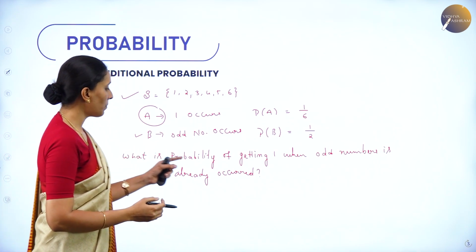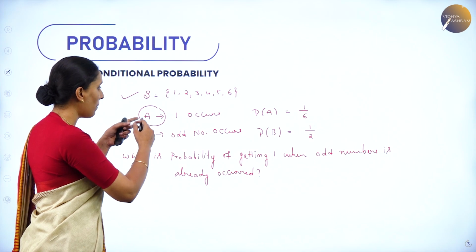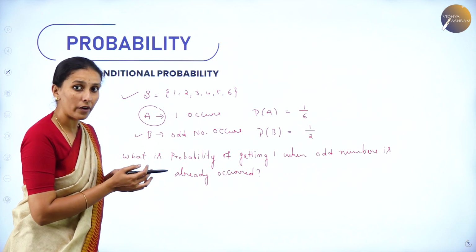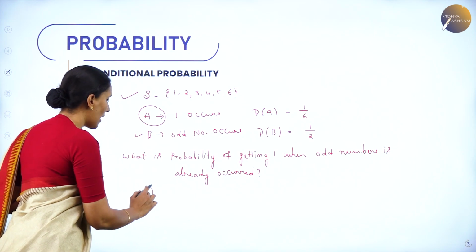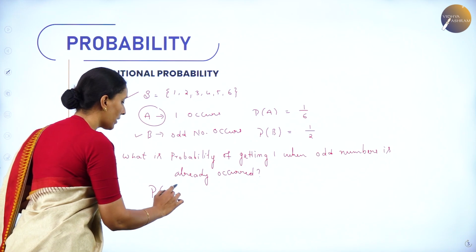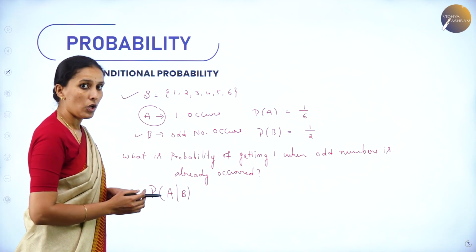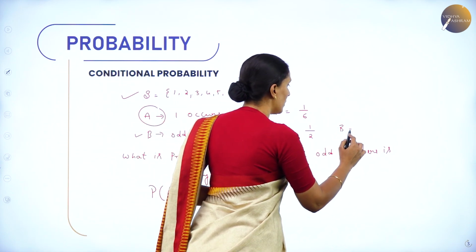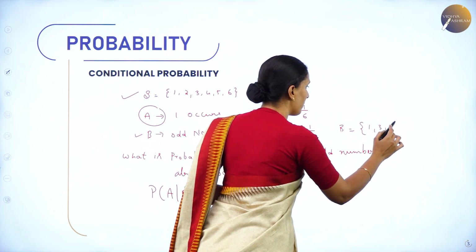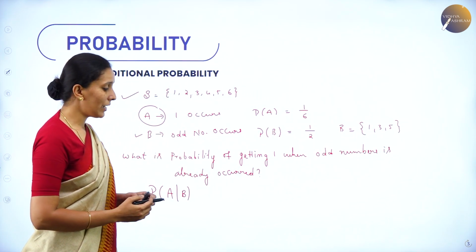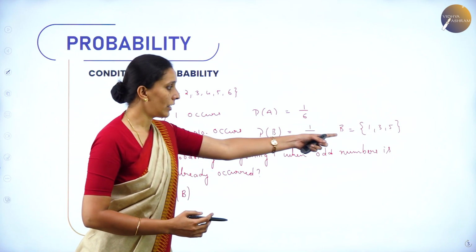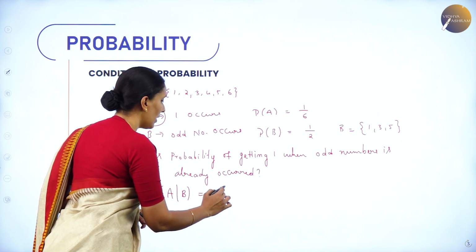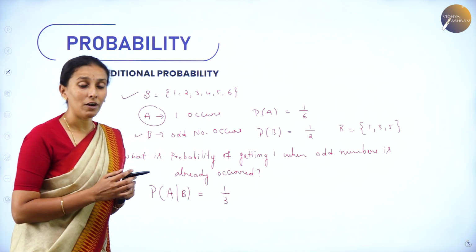See the question, what is the probability of getting 1? That means the probability of event A when an odd number has already occurred, where B has already occurred. That means we need to calculate the probability of event A given B has already happened. When we say B has already happened, my sample space reduces to 1, 3, 5. Using this as the sample space, the probability of A will be equal to 1 by 3. It is not equal to 1 by 6.